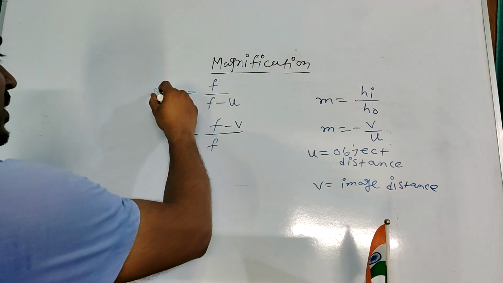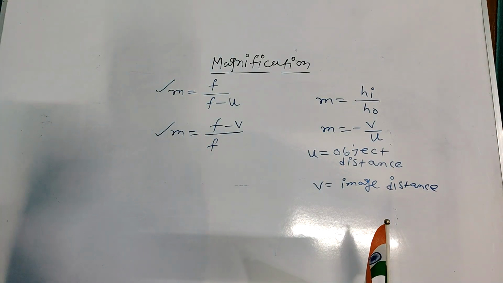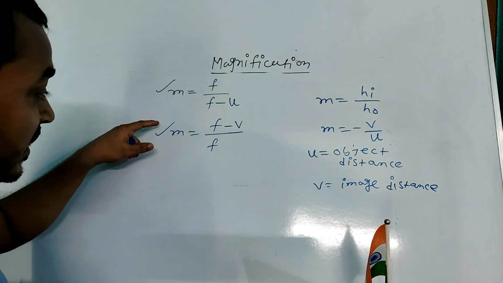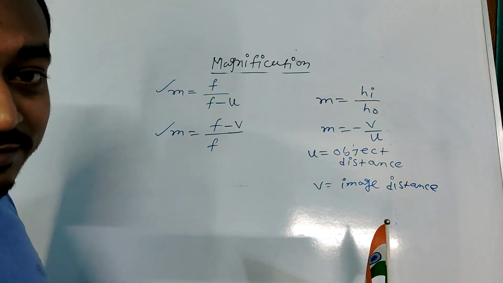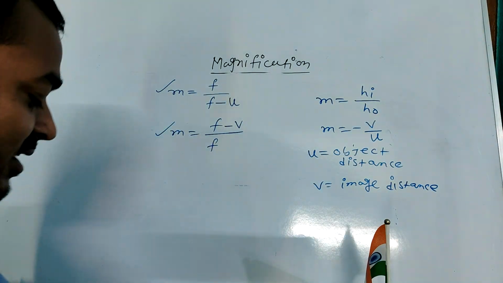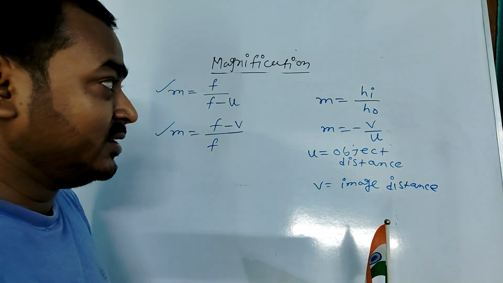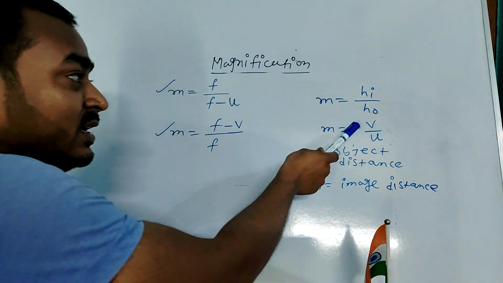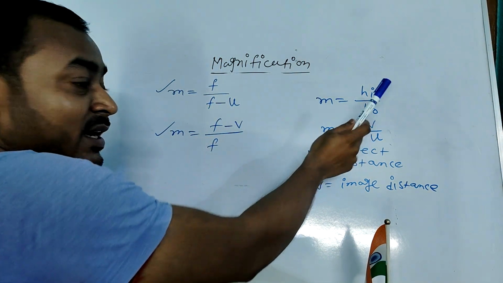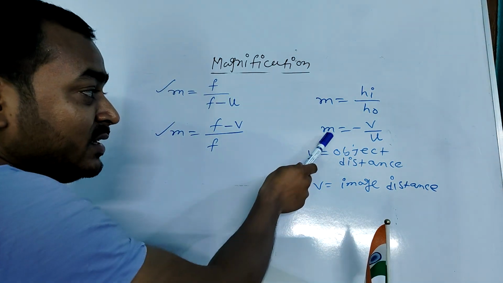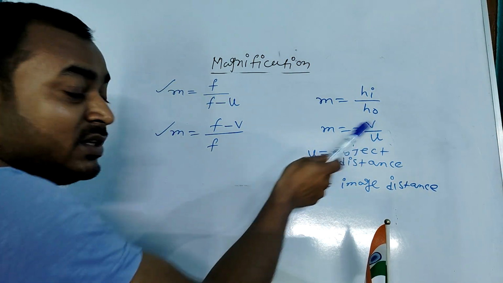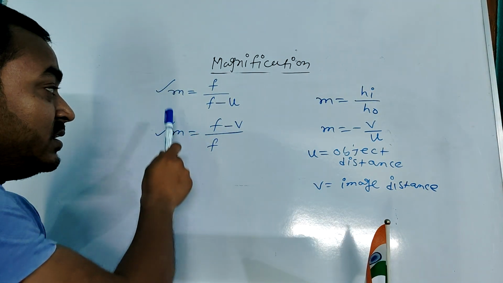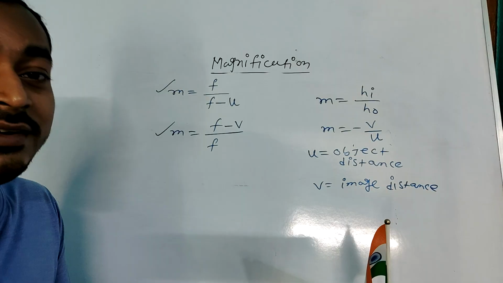So this is one formula for magnification, and this is another formula for magnification. Here magnification is given in terms of focal length and object distance, here in terms of focal length and image distance. Is it clear? Very interesting. So this is 1, 2, 3, 4. Here from image height and object height we can find magnification. Here from image distance and object distance. Here from focal length and object distance, or focal length and image distance.